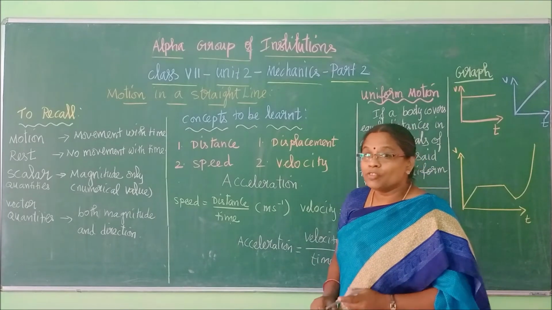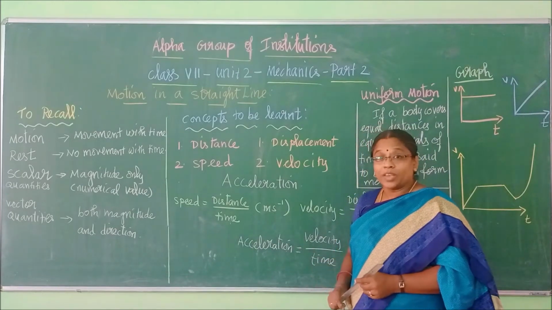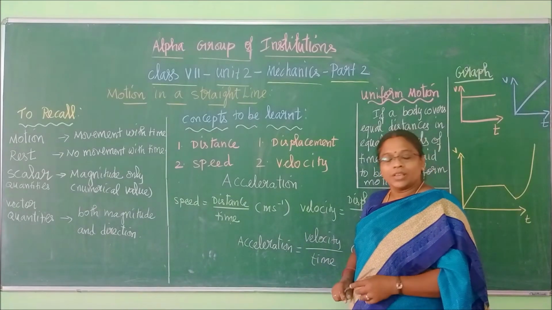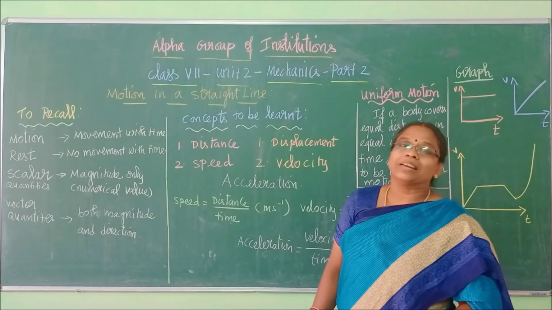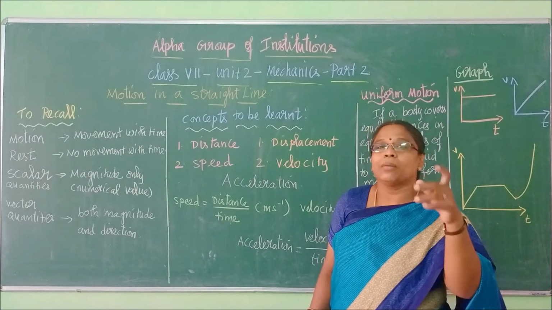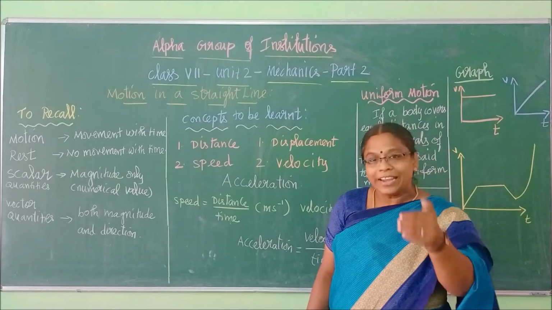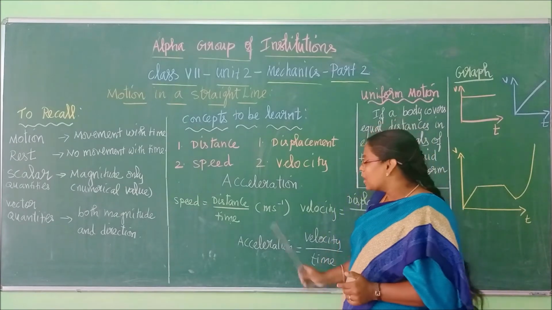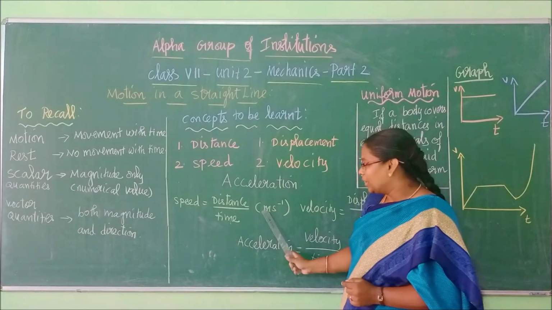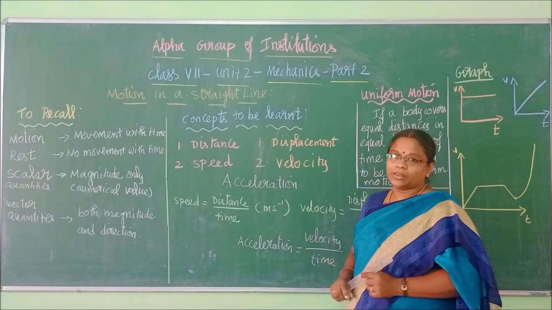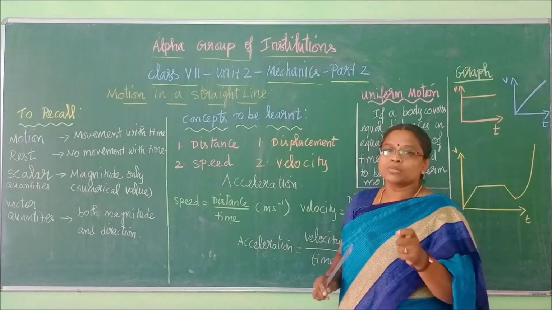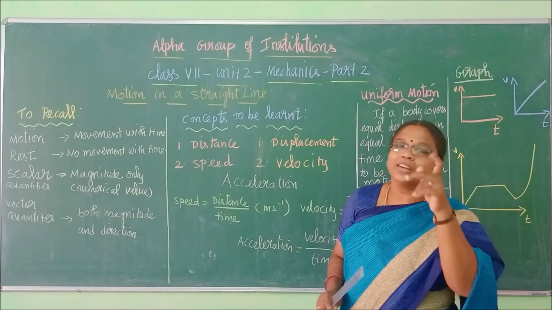You will have a confusion about how to read this. Many children will easily read this as m s power minus 1. Of course it may be correct, but it is not appropriate. You can write it like m s power minus 1, but when you are reading it, you should read it as meter per second. Read it and practice. So you can write in short forms, but when you are saying it, say it in full form.